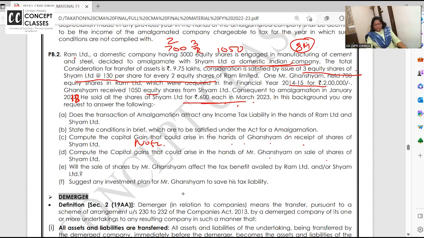Will the sale of shares by Ghanshyam affect the tax benefit available to Ram and Shyam? No. If a shareholder is selling the shares, what will be the impact on the company? Nothing, no impact. Suggest any investment plan. That we can say: Ghanshyam, you have sold the shares and capital gain is arising, so you can put the money in 54EE, if you remember, specified units, if you buy within 6 months, or 54F, sell anything and buy a house, you get capital gain exemption. I'll put one video on all the exemptions. Watch it once so that if they ask, it should be clear.